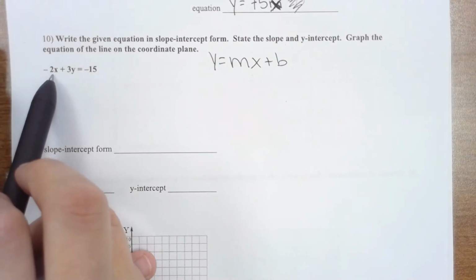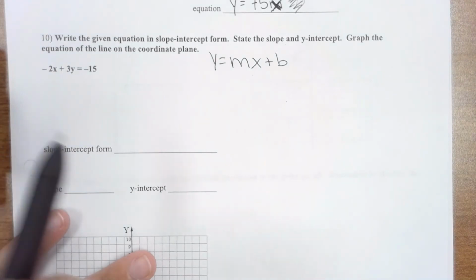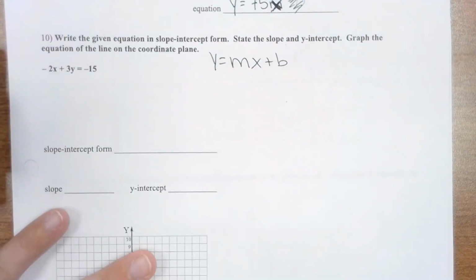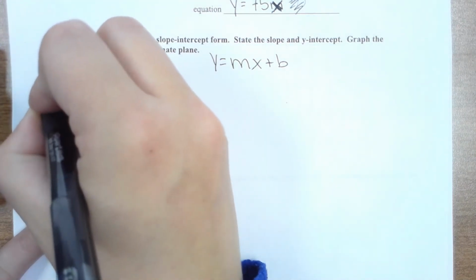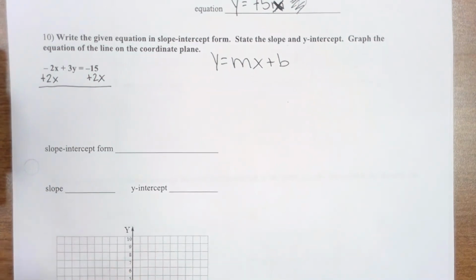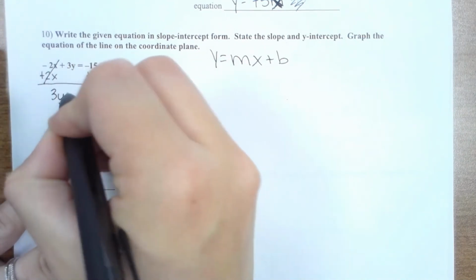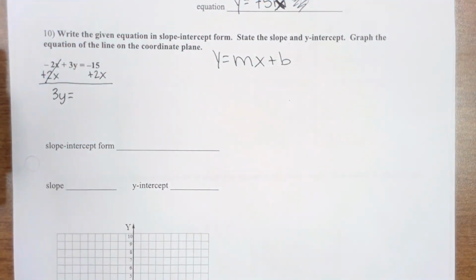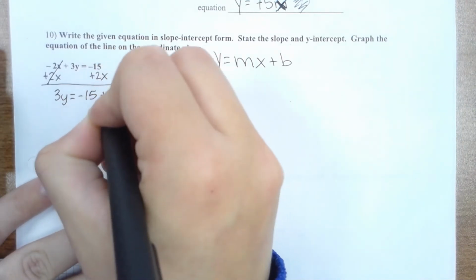So in this case, since we're always going to add or subtract first, I am going to move this negative 2x, okay? So since it is negative, the opposite of a negative is a positive. So in other words, this is like subtracting 2x. So the opposite of subtracting 2x is to add 2x. Okay, so when I do that, my negative 2x plus 2x cancel. I'm left with 3y equals. And then since we cannot combine negative 15 plus 2x because those are not like terms, I am just going to rewrite that down here in the problem.